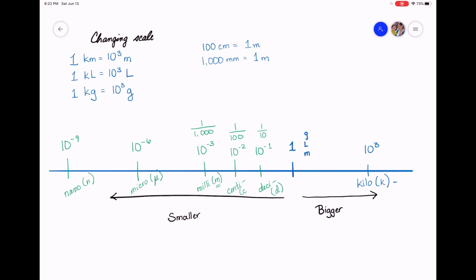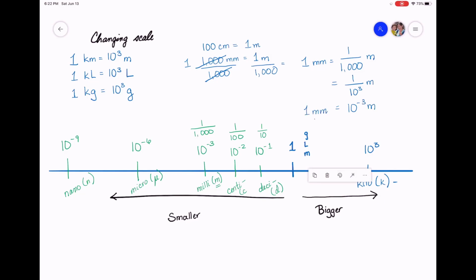So how does this correspond to this 10 to the minus 3 that we see for milli? Well, if we know that 1,000 millimeters equals a meter, and we divide both sides by 1,000, then we have 1 millimeter equals 1 over 1,000 meters, which is just 1 over 10 to the 3rd meters, which we've learned really is 10 to the minus 3 meters. So 1 milli equals 10 to the minus 3, and that's what we show with our scale.